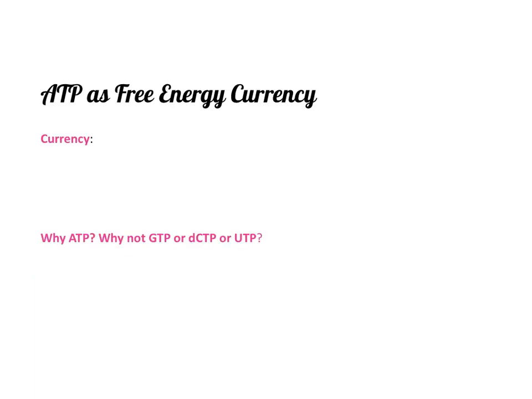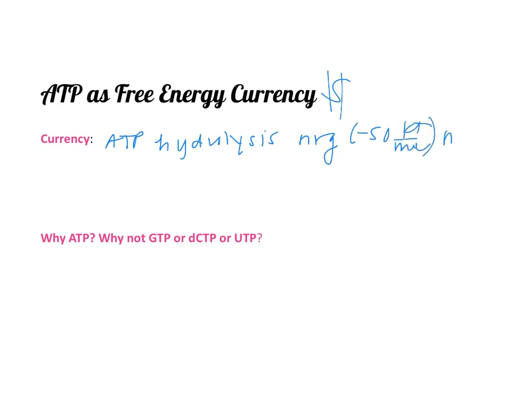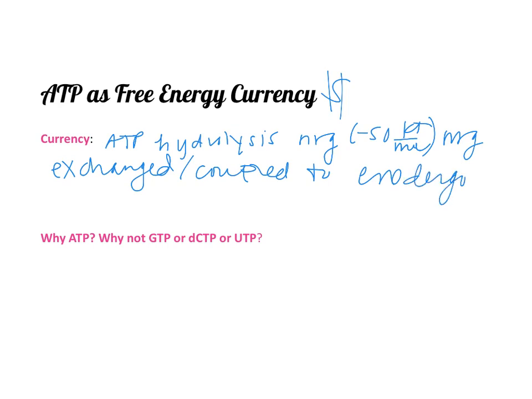or towards the product. Okay, so oftentimes we call ATP the free energy currency of the cell, and the currency really does just mean that ATP hydrolysis energy, so the negative 50 kilojoules per mole, that energy can be exchanged or coupled to an endergonic reaction, just like the one we just did.